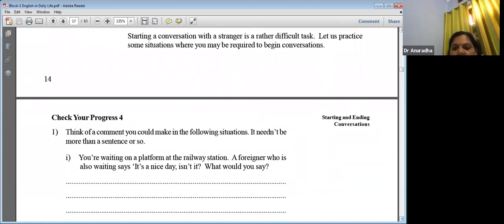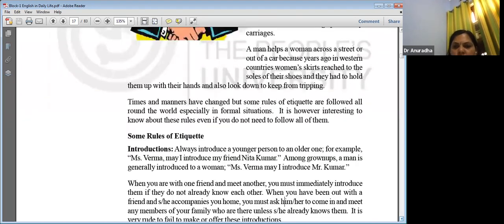Now this is an exercise. Think of a comment. Starting a conversation is quite difficult with a stranger. For example, think of a comment you could make in the following situations, and how you will ask. It need not be more than a sentence or so, just one or two sentences.